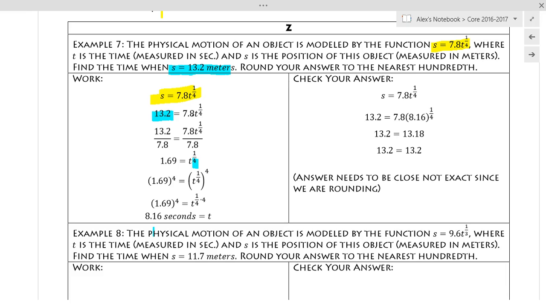Then, as always, I'm going to check my answer by plugging it back in. So this was my answer, and I plug it back in where t is. So my left side should be 13.2. This right side, I'm just going to plug into my calculator, and you get 13.18. And again, the answer needs to be close. It's not going to be super exact since we are rounding some of these things. We cut off the decimals. So that's close enough, or if I round to the 10th place, 13.2 equals 13.2.